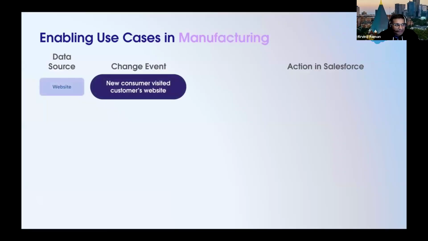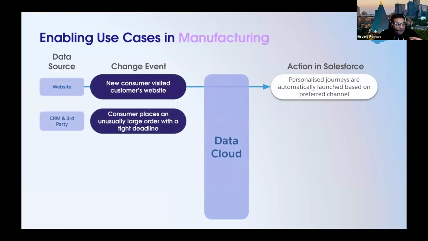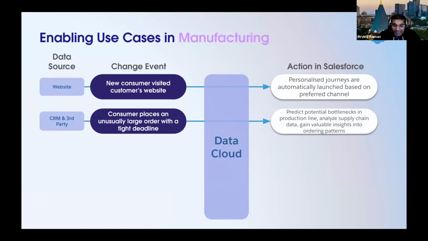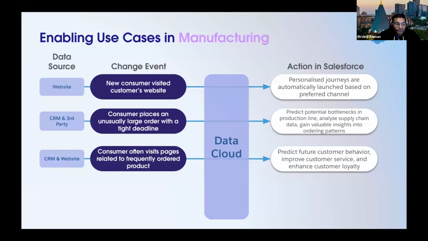So let's look at some examples. If a new customer has come to your website, you can put them on a personalized journey. If a customer is placing a very large order in your third-party system, then you can analyze even the bottlenecks in your production line to analyze your supply chain data. Again, if they are coming to your website or some specific pages for your frequently ordered product, that can be a trigger to predict future customer behavior and to improve the customer service.